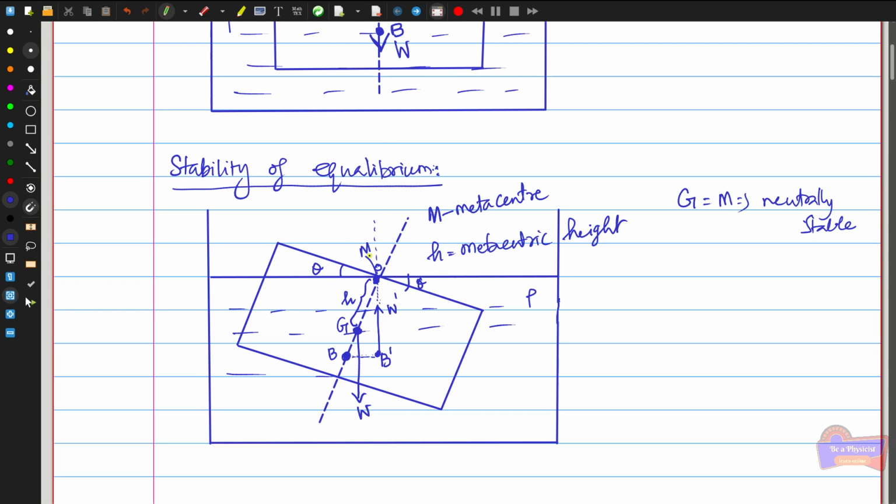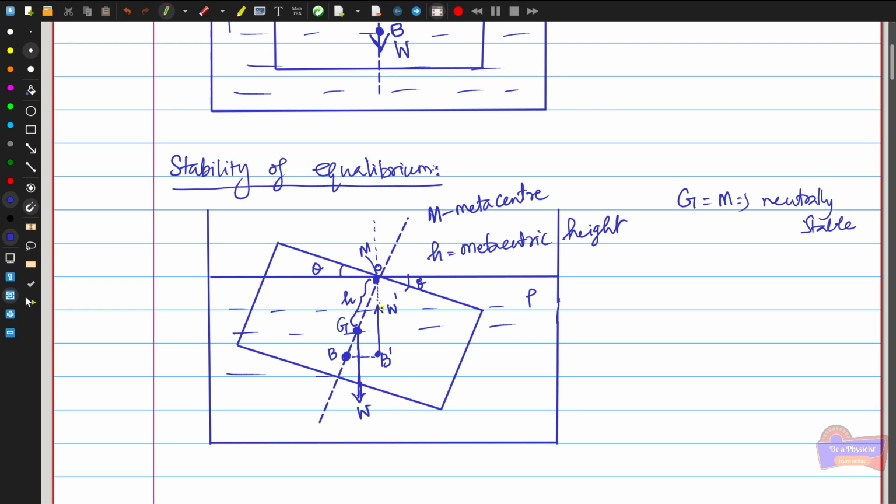And suppose you consider a rectangular body like this, floating in this manner. Then the metacenter lies above G, the center of gravity, so that in the tilted position, a couple is produced, formed by W and W prime. You can see that the weight W acts downwards at the center of gravity. However, the buoyancy force has moved slightly from its original position.